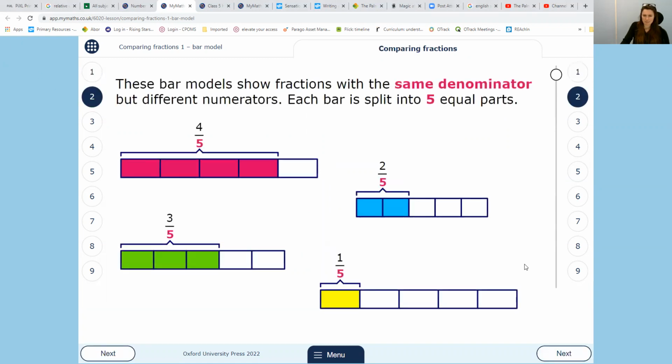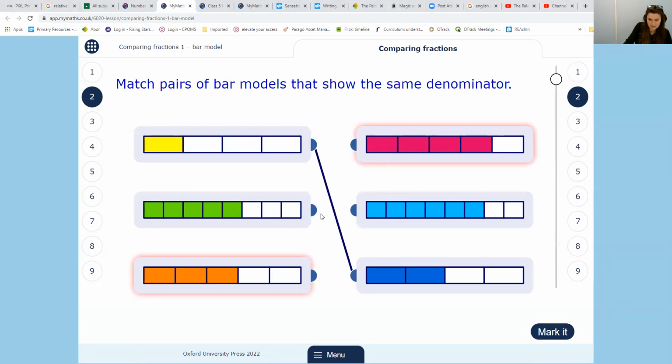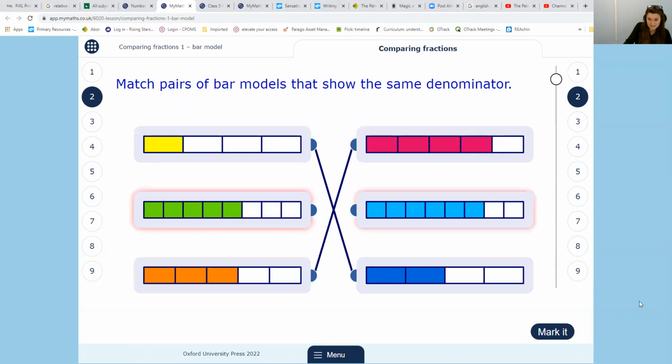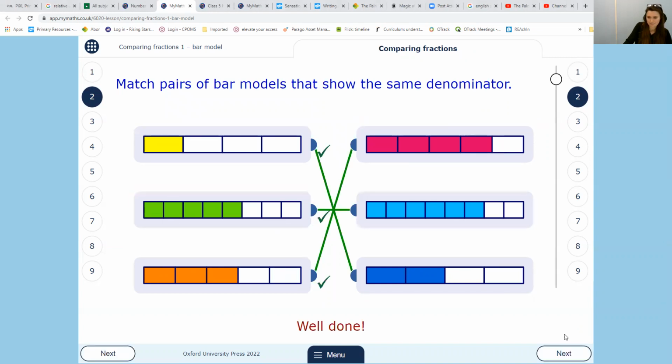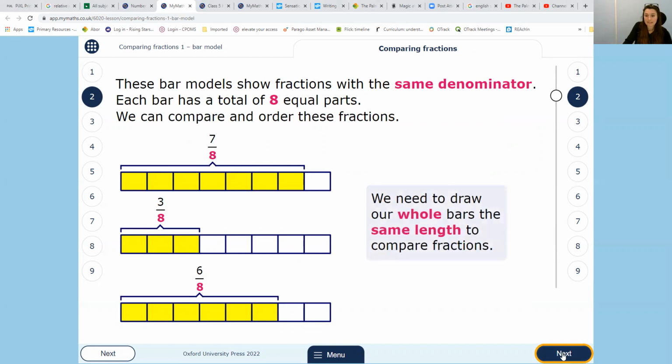Okay, let's get into some comparing then. So these bar models show fractions with the same denominator. They're all in fifths. Now, this would make it really easy to match the ones that have same denominators. So if I'm looking for fifths, this is quarters and quarters. Here is fifths and fifths. And we've got, what is this? Eighths and eighths, I think. Same denominators. So when we have all the same denominators, we can compare these really easily.